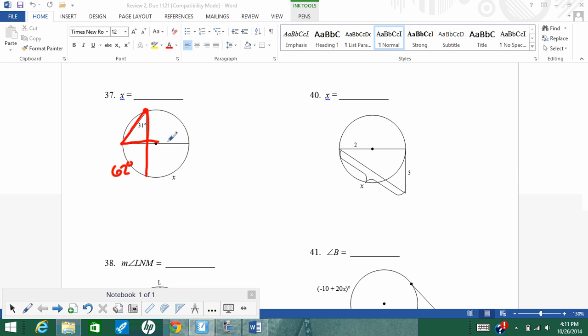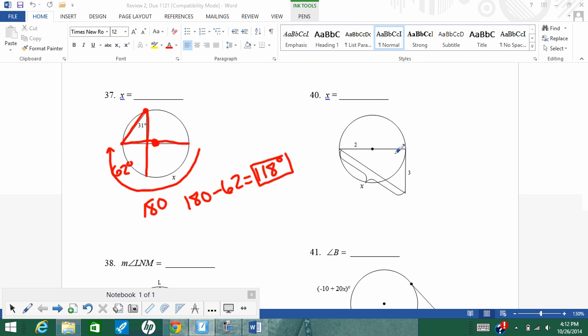This chord is a special chord. It's a diameter. It goes through the center of the circle. A diameter cuts a circle in half, makes it a semicircle. So we know that this big arc here is 180 degrees. In order to find x, we take that 180, subtract the piece of it that we already know, 62, and we get that x is equal to 118 degrees. So it looks like a complicated problem. Really, it's just a subtraction problem.